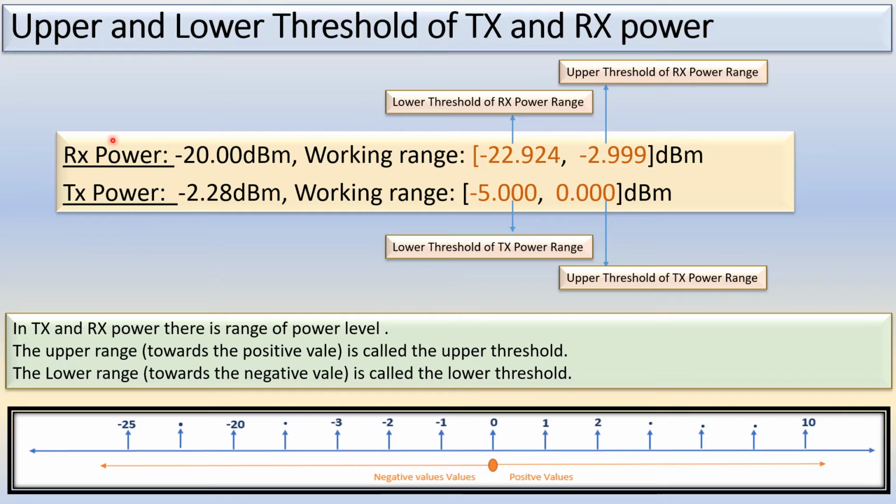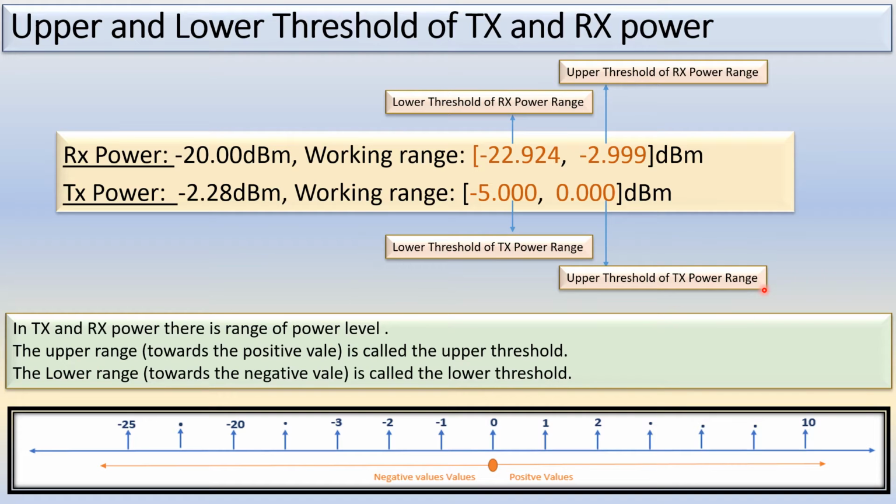The RX power value should be in the range between the lower threshold and the upper threshold. If the RX power is out of this range, there is an alarm. We will discuss this in the next slides. The same applies to the TX power. This is the actual power, this is the working range, and the TX power must be within this range. Likewise, the left-hand value is known as the lower threshold of TX power, and the right-hand value is known as the upper threshold of TX power.